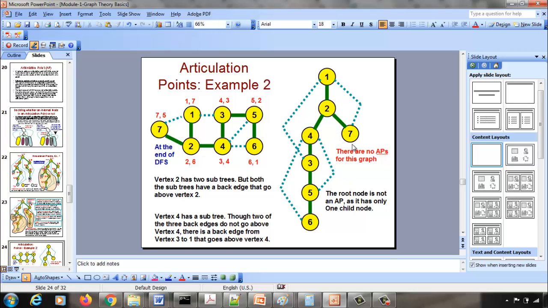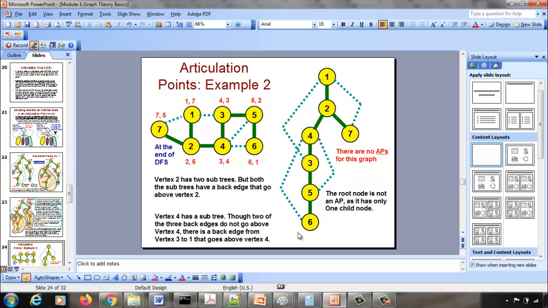Now from the subtree with 7, there's one back edge that goes above 2. And with the subtree starting from 4, there's also one back edge, like 3, 1, that goes above 2. So from both the subtrees, there's at least one back edge that goes above 2. So 2 is also not an articulation point. What about 4? You have one subtree starting from 3 and there's one back edge that goes above 4. So 4 is not an articulation point.